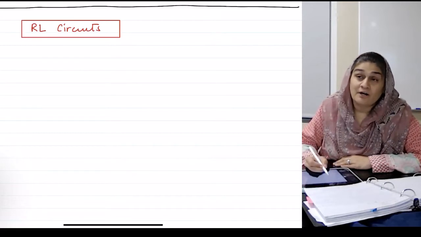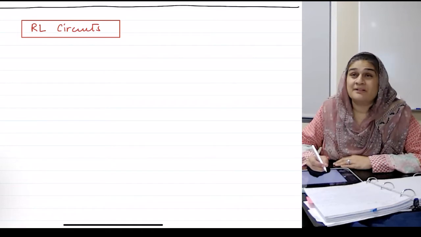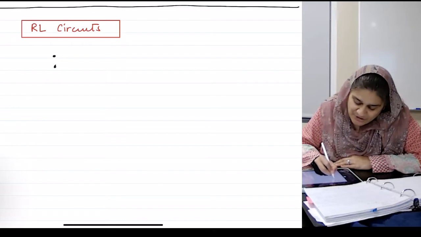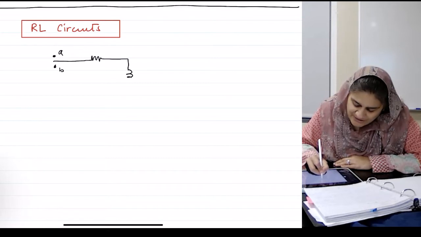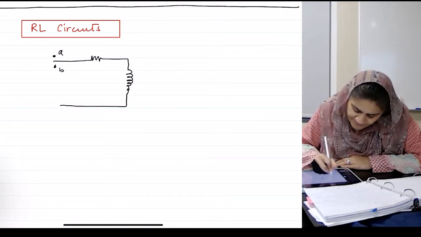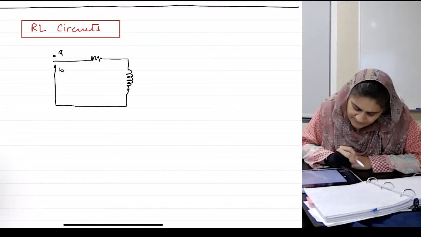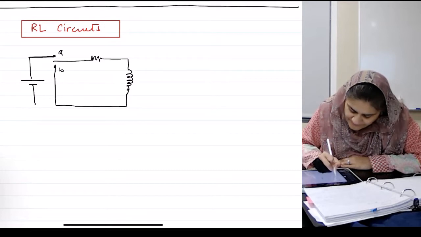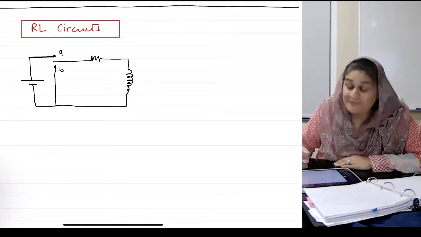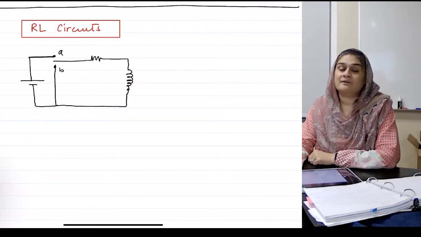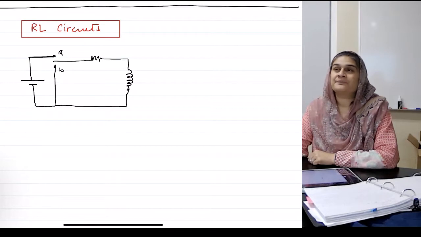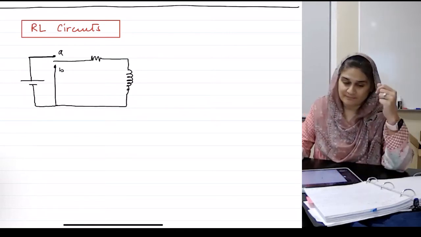So the picture of an RL circuit will be similar to the picture that we had for the RC circuit, where there will be a switch AB connected to a resistance, connected to an inductor, connected here with an EMF source here. And when the switch is at position A, the battery is in the circuit. If the switch is at point B, the battery is no longer in the circuit.